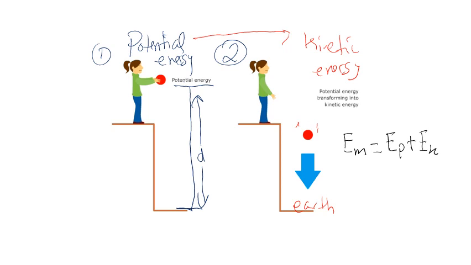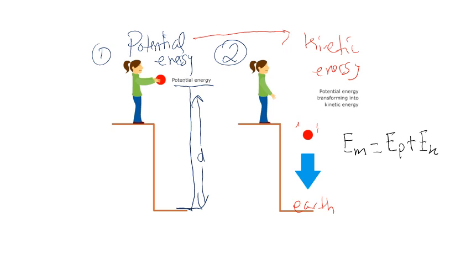Here we would say that the potential energy is the maximum amount of energy, right? And that it equals the mechanical energy. There's zero kinetic energy here because the ball is not moving. Here, when the ball is dropped, we would say that as the ball is falling, the potential energy is decreasing because the distance between the ball and the earth is decreasing.